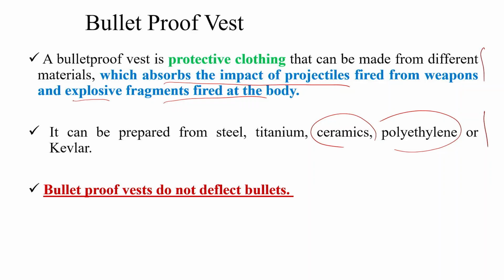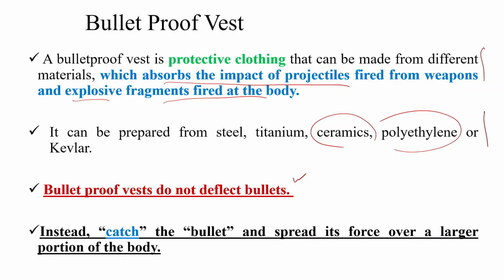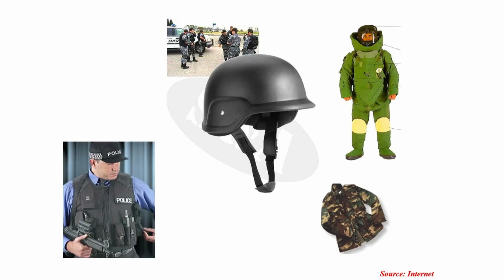But a soft bulletproof vest does not deflect the bullet like steel or hard armor. It does not deflect the bullet, but it absorbs it. Instead, it catches the bullet and spreads its force over a larger portion of the body. So, the back face signature, the back face trauma, is reduced. This mechanism we have already discussed.